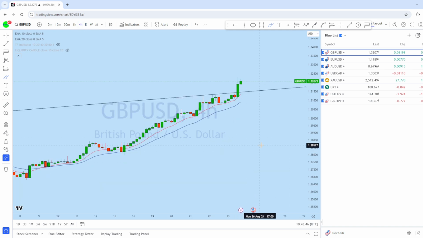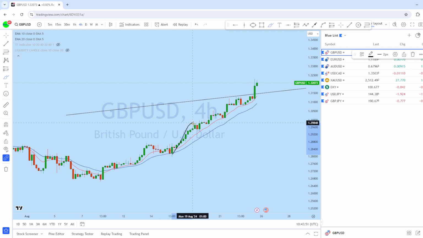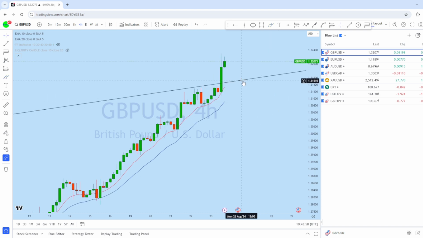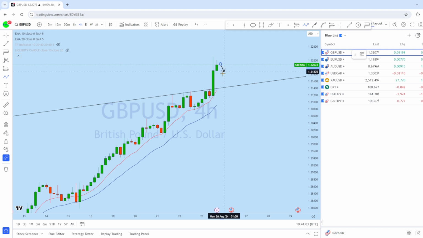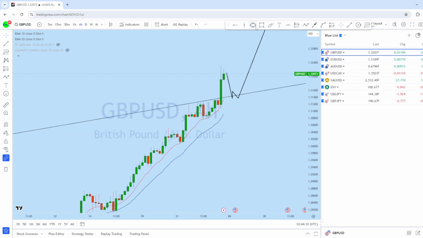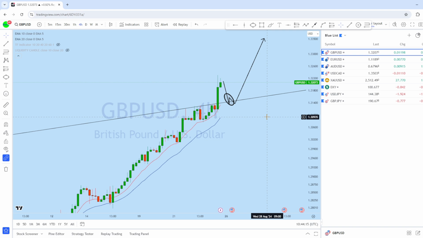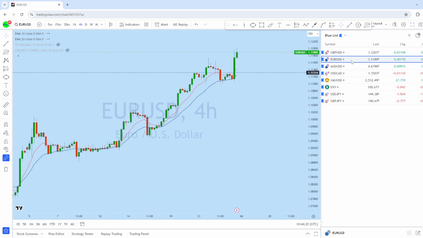Now looking at intraday perspective on British Pound US dollar, we can see that after this uptrending market structure, the candle closed above and the price completely has broken out of that resistance, which is turning support. We can expect GBPUSD to come down for a retest and then to bounce back to the upside to create a new higher high. So this is where we will be looking for potential entry opportunity if we see suitable price action confirmation. Now let's look at euro dollar.